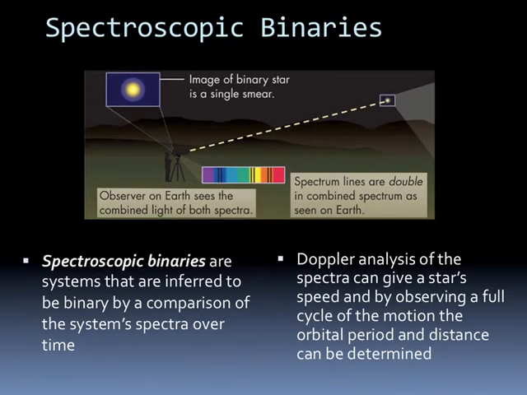The next is called a spectroscopic binary. They're too far away or too close together that we can't actually see two stars. But as we look at the spectra, we see that there are two lines and they move apart from each other and towards each other. Doppler analysis of the spectra then gives us the stars' speed by observing a full cycle of the motion of the orbital period, and then we can determine their distance from each other.